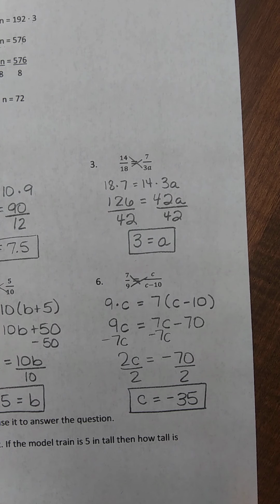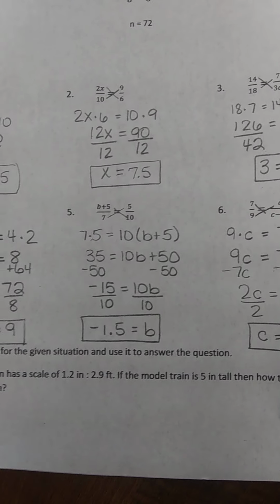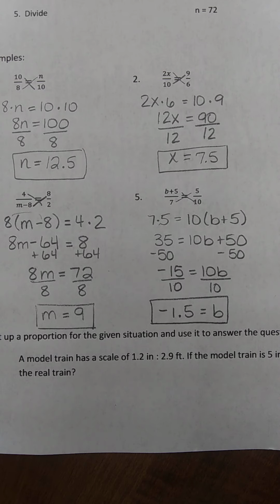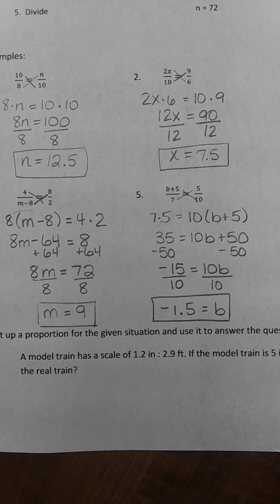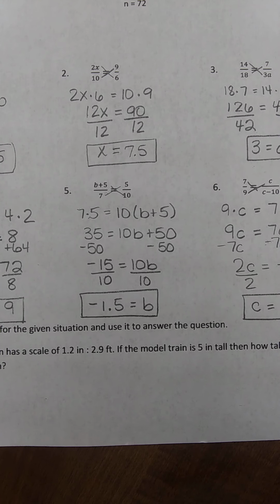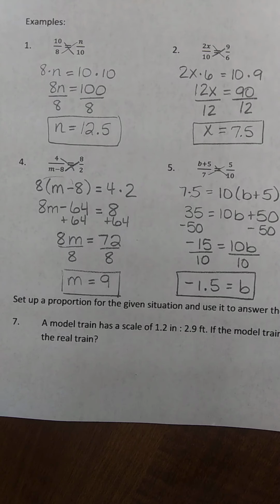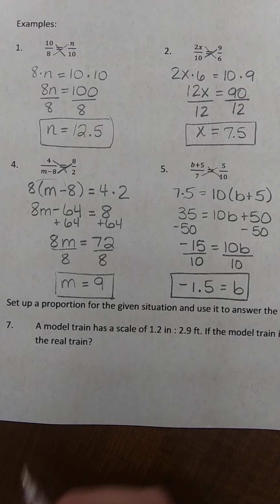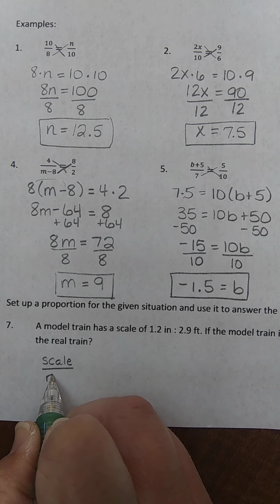We should also be able to set up those proportions from a word problem. So we're going to look at a model train. It says a model train has a scale of 1.2 inches to 2.9 feet. If the model train is 5 inches tall, how tall is the real train? So when we set up a proportion, we do want to make sure we keep it consistent. So I'm going to do scale over real.